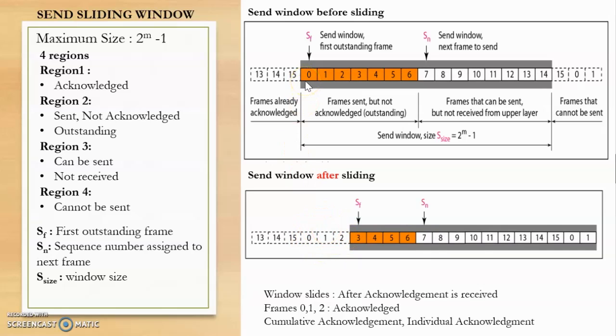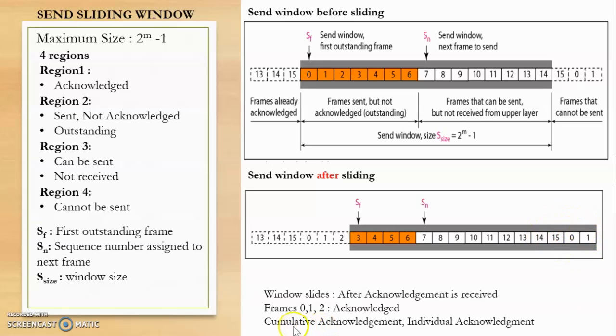Over here we can see that this window was starting from sequence number 0, but now the window is starting from sequence number 3 because these 3 frames are acknowledged. Now also these 3 frames, that is frames with sequence numbers 15, 0 and 1, can also be sent because they are in the send window.